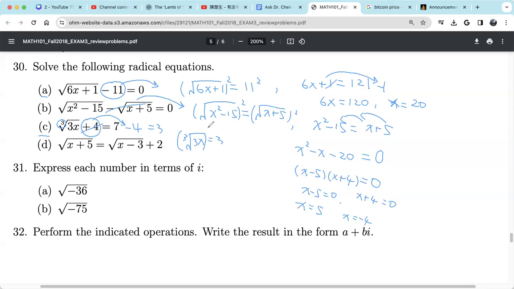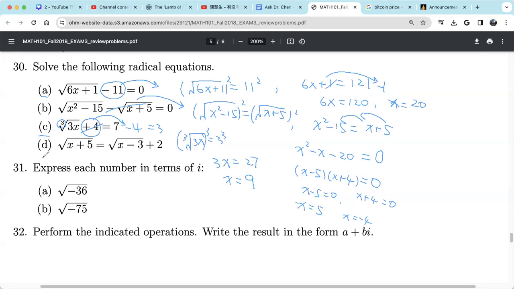Now we raise both sides to the power of 3, because power 3 and index 3 divided by 3 becomes 1. So we have 3x equals 3 raised to the power of 3. That's 3 times 3 times 3, which is 27. Well, x equals 27 divided by 3, which is 9. So 1 solution for C.